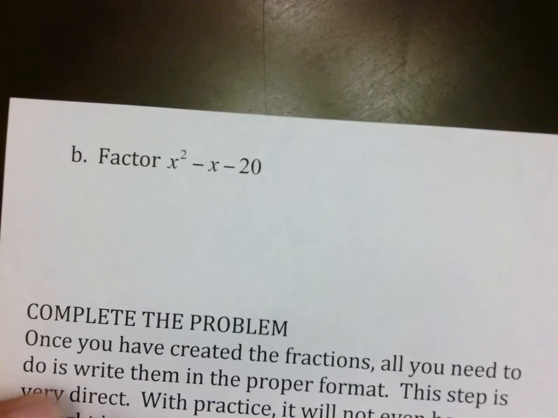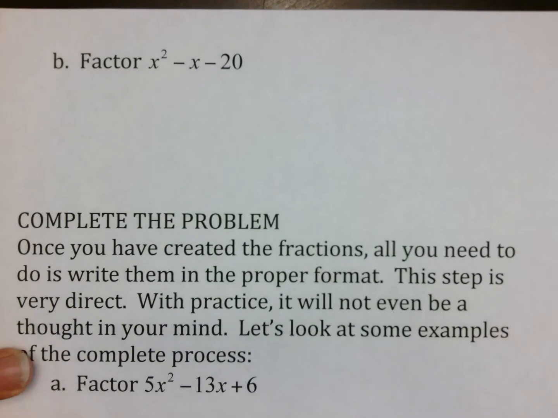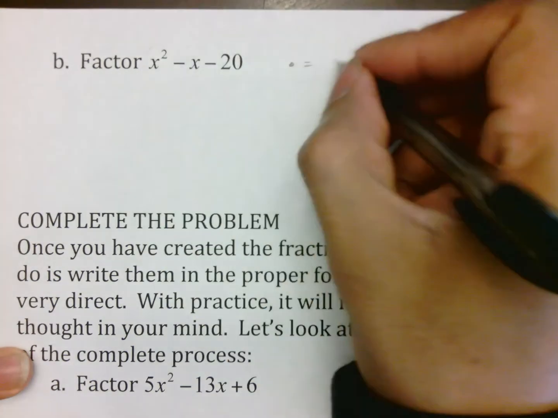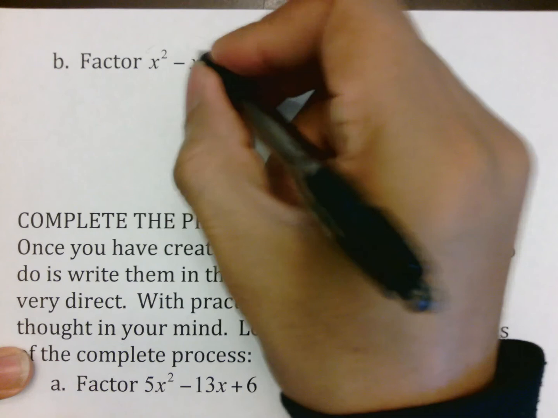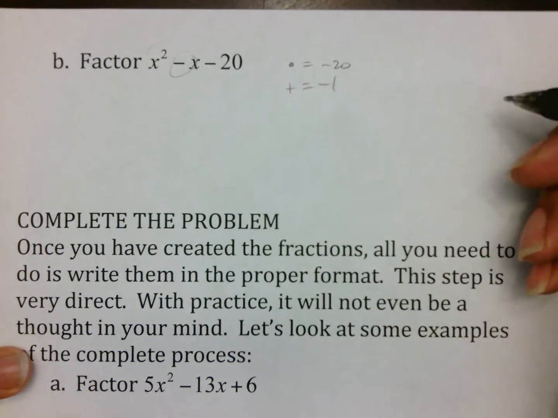That's it. Again, this is where the work is going to come in, but as I said, it's really not that bad because most of the hard stuff you already know. In this one, we are looking for numbers that multiply to be negative 20 and add to be negative 1. Remember, there shouldn't be any variables over here.